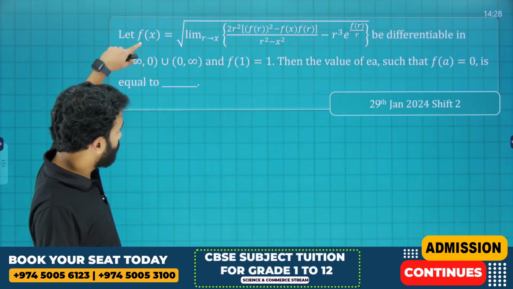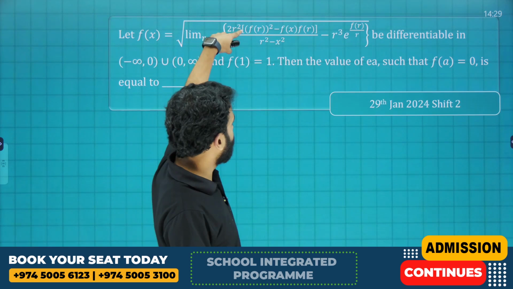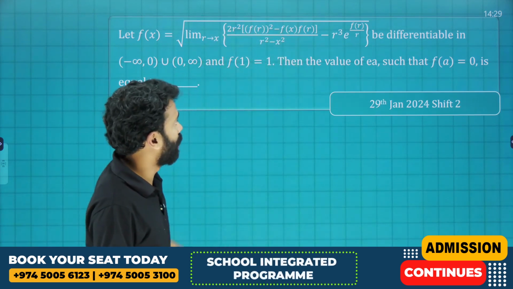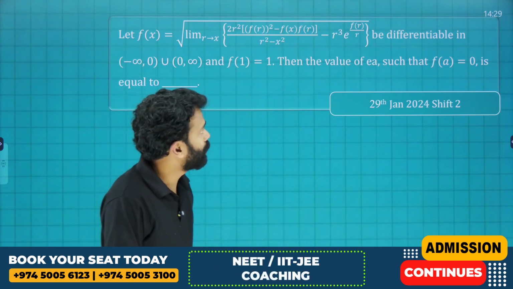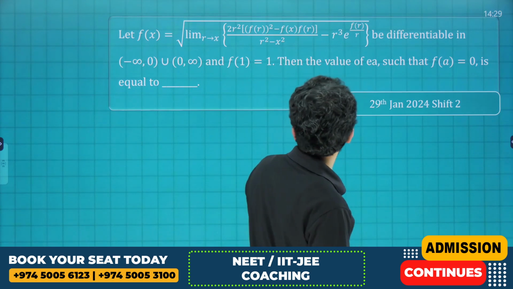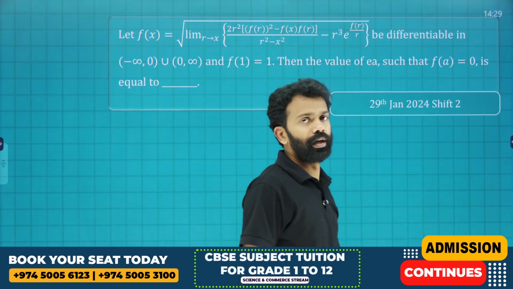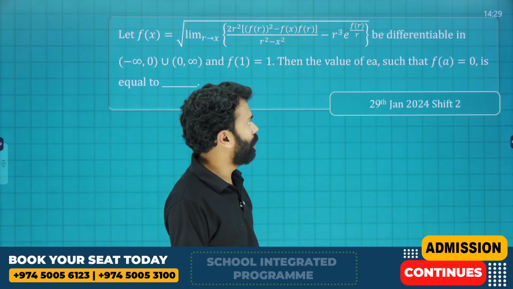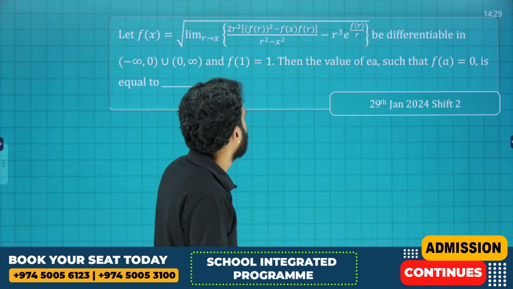Limit f of x is equal to square root of limit r tends to x of 2r square into f of r square minus f of x into f of r, divided by r square minus x square minus r cube into e raised to f of r by r, be differentiable in minus infinity to 0 union 0 to infinity. Okay, and it is given that f of 1 is equal to 1 and you need to find the value of e^a, where f of a is equal to 0.